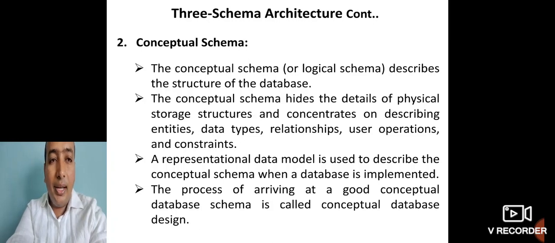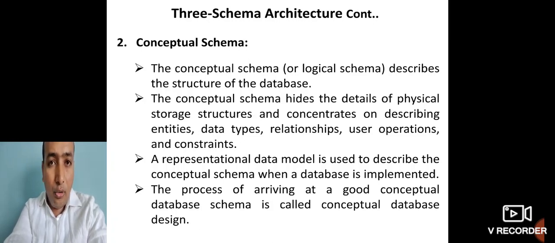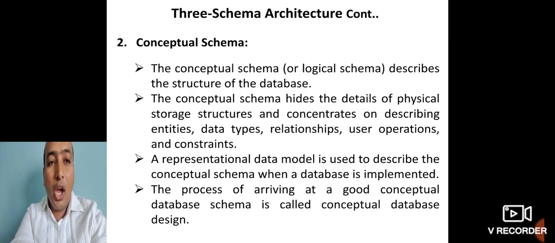Okay, so the process of arriving at a good conceptual schema is termed by a name called what? Conceptual database design. I don't know whether it will be asked in your exam, but remember that there is something called conceptual database design, and this is achieved at which schema level? That is your conceptual schema level. So I think you have understood your conceptual schema.